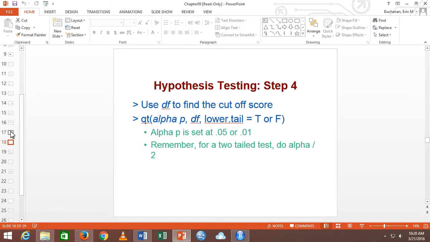So we're going to use that Q function again. We were using qnorm, because we're using a normal distribution. We've switched to t. So now we're using qt.